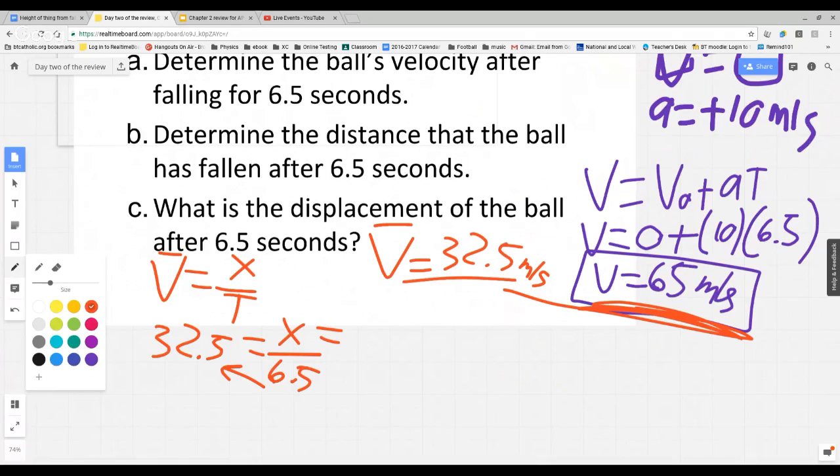Wait, so for free fall, distance is equal to one half a t squared? Why is that 32.5? We found the average. I thought the average velocity was 65. No, that's the final velocity. If you use the average, you can pretend that it's happening for the whole time frame, and you can just do that. So what do you divide it by? 2.